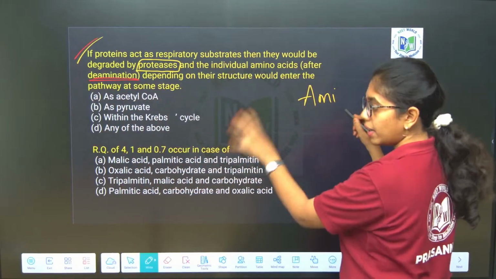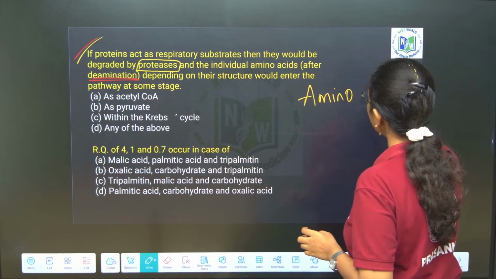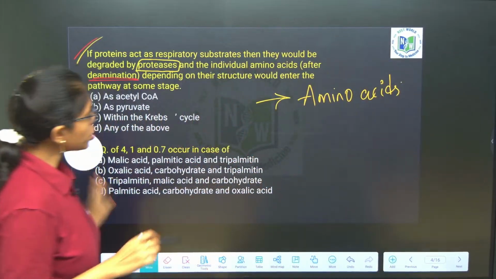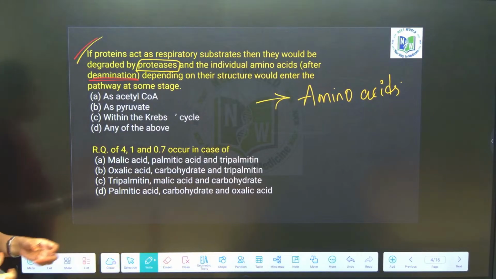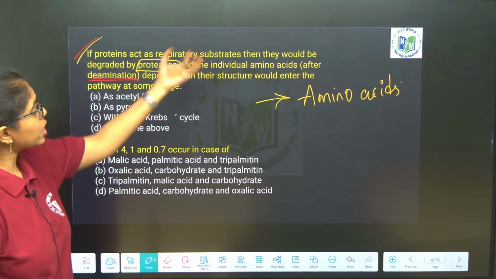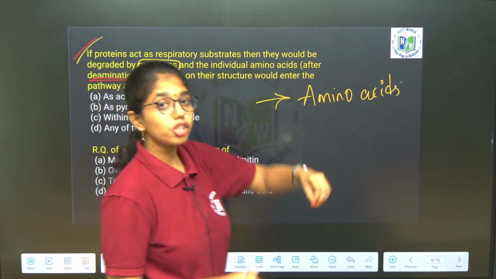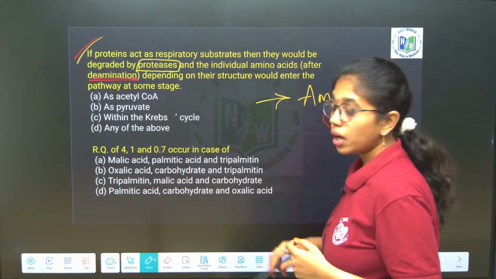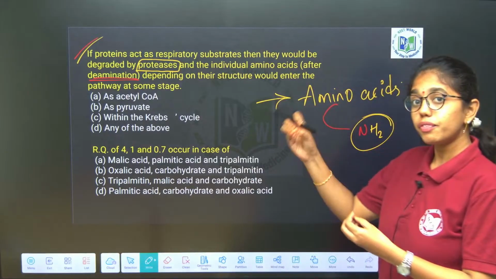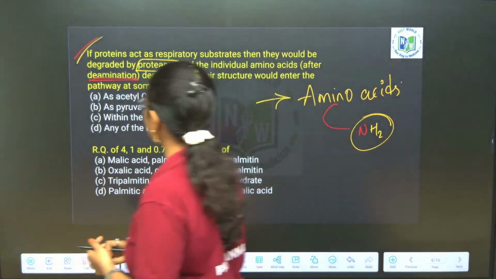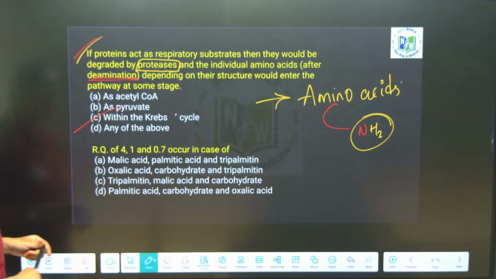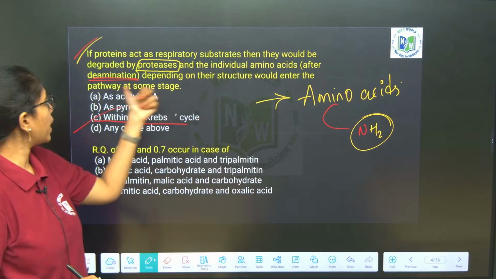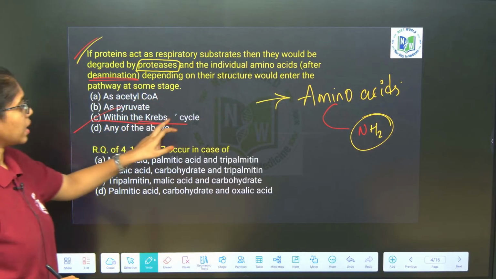Next question, listen to the explanation clearly, then we can move to the next question, okay. Some points in the explanation you can take note of, because that will be an add-on for you. First, proteins will be degraded to amino acids. Amino acids losing the amino group is called deamination. That will be subjected to the further steps of what? Krebs cycle. Here the answer will be: depending on their structure, they would enter into the pathway at some stage, that is, the Krebs cycle.